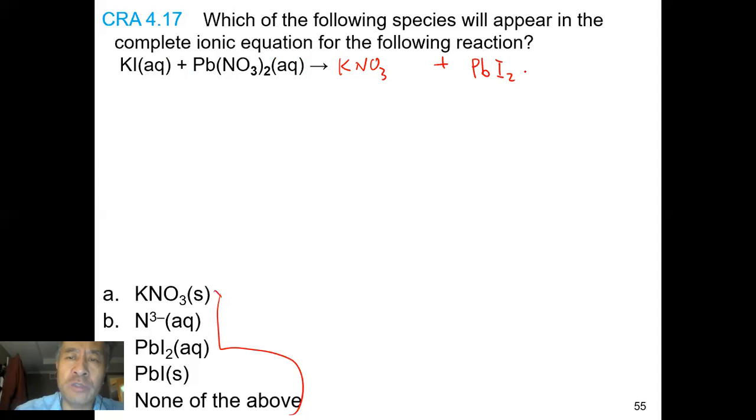Then we decide the state. We know PbI2 is insoluble and KNO3 is soluble. So therefore we have these two products. Then we balance the equation. We need 2 I on the left, so put a 2 here. That will give you 2 K, so you need to put a 2 here. So 2 K, 2 K, and the 2 NO3 balance. So this equation is balanced.